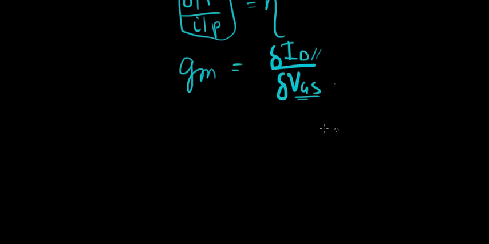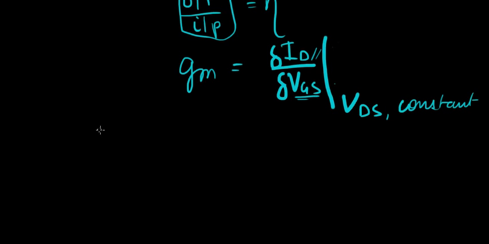Okay, let's look at a small example. Now that this is understood, we also put a little condition here: when VDS, the drain to source voltage, remains constant. So if you look at an example, you go to a MOSFET vendor and he says, hello there, I've got a MOSFET here that has a high GM. What do you get by that?